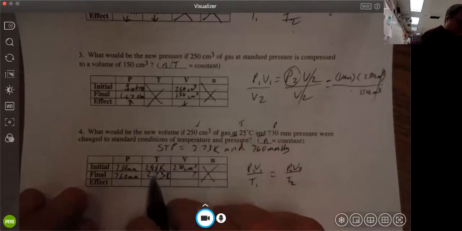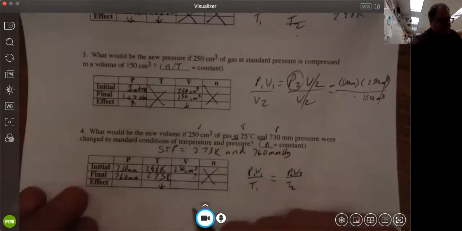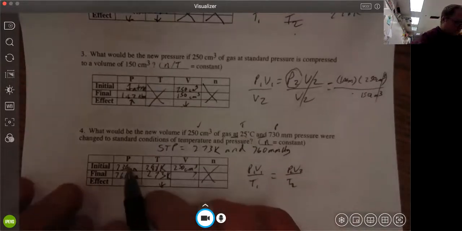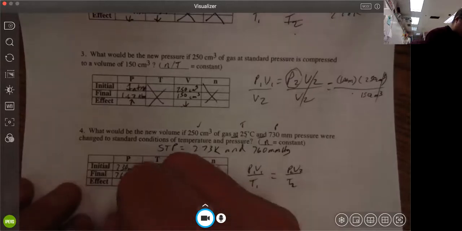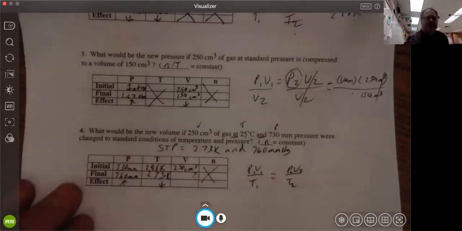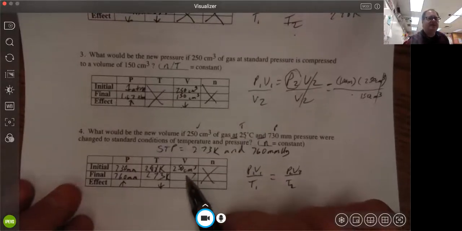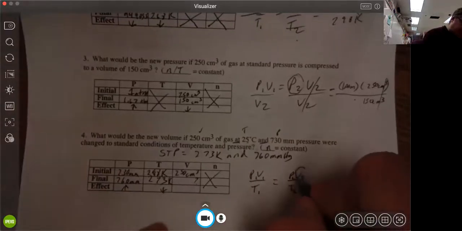This one's a little harder because the temperature goes down, which we would assume makes the volume go down. The pressure goes up, which you also assume makes the volume go down. So it's likely that the volume of this will be lower. We are looking for V2.